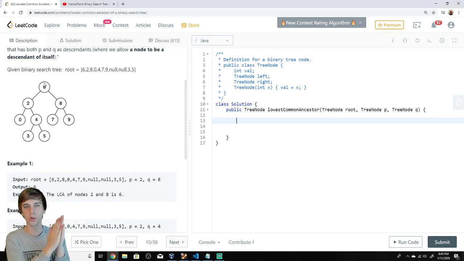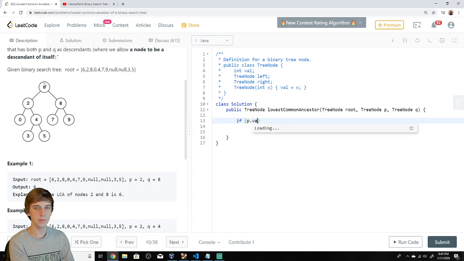So to traverse towards them in a binary search tree, the nodes that are less are on the left side, the nodes that are greater on the right side. So what we're going to do is just, okay, if p.val is less than root.val and q.val is less than root.val, we're going to traverse down the left side.